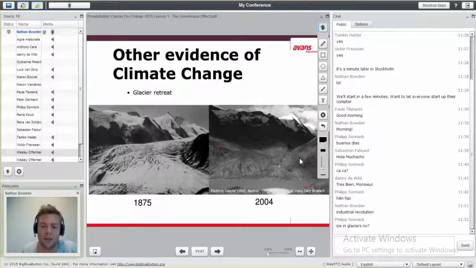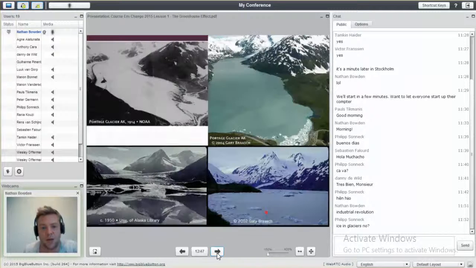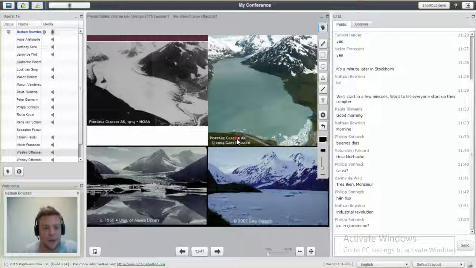But this is a different glacier. I'm not even sure where this is. But in Austria, they see similar. And not just Austria, it's everywhere. This is in Alaska. The glaciers around the world have been melting.